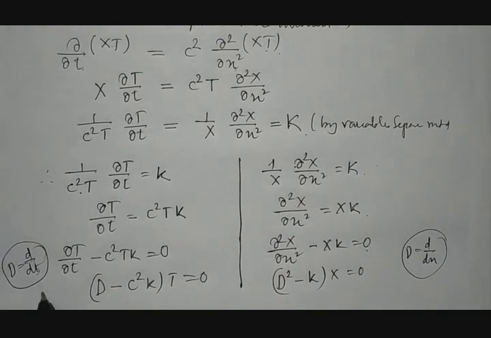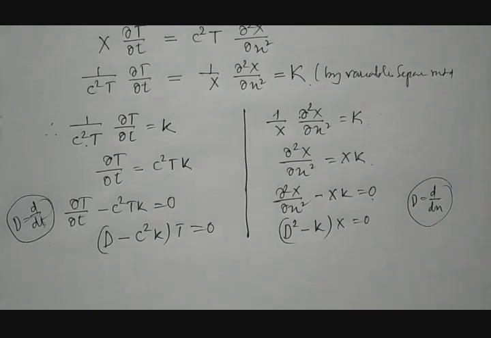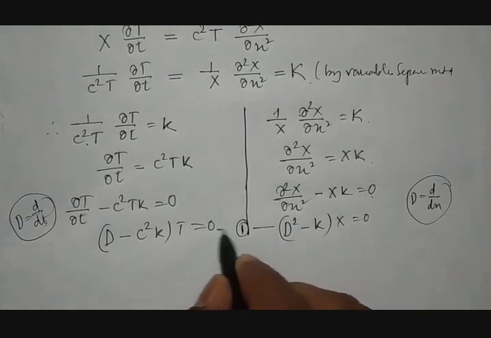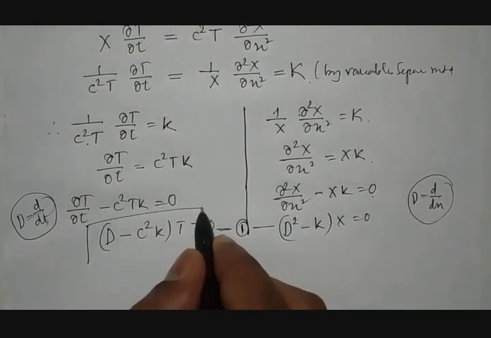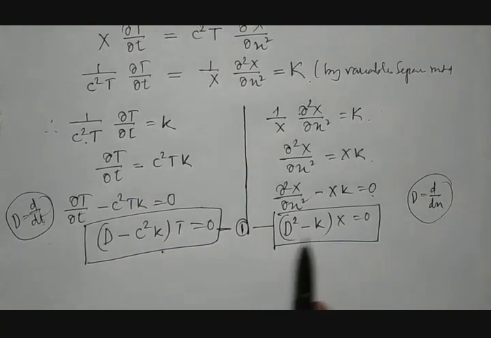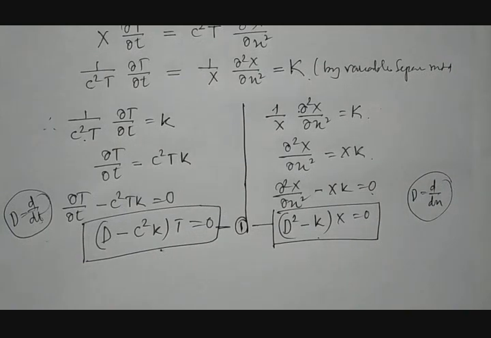Here d is d by dt and here d is d by dx. Therefore, we have a set of results. We call it equation number 1. These are the results given. If we see these two results, we can understand that they are of homogeneous equation.